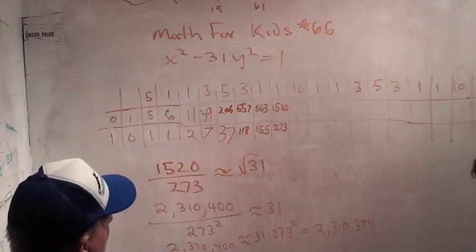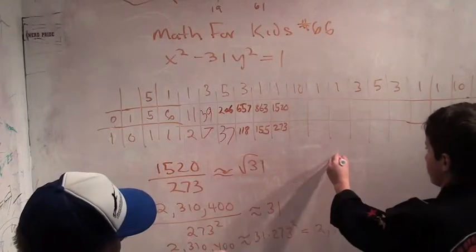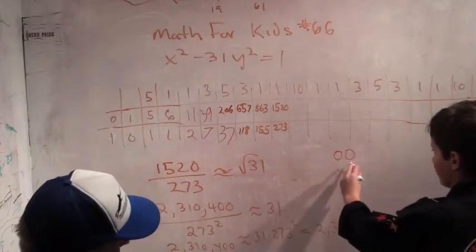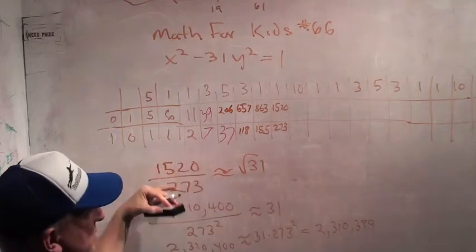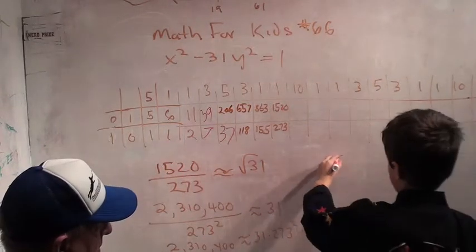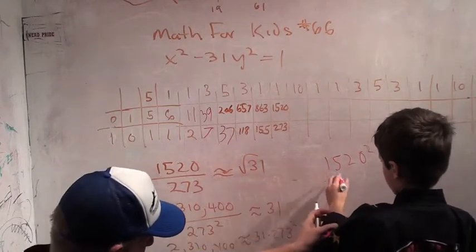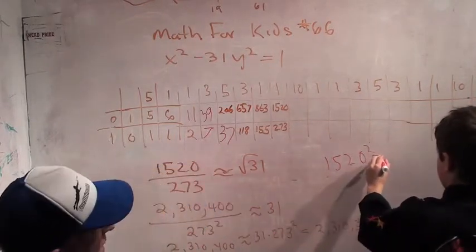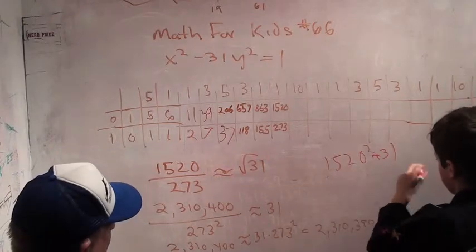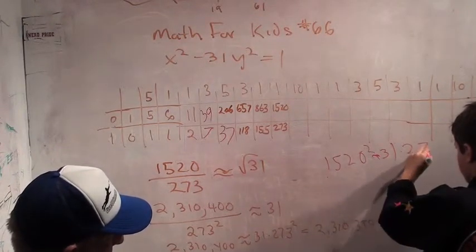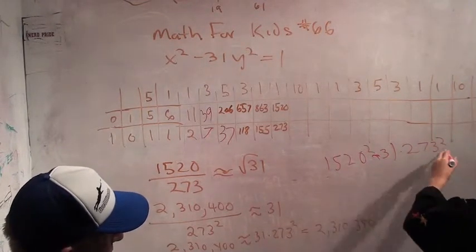It does satisfy our equation because, write this down for me, will you? Will you write down 1,520 squared minus 31 times 273 squared equals 1.